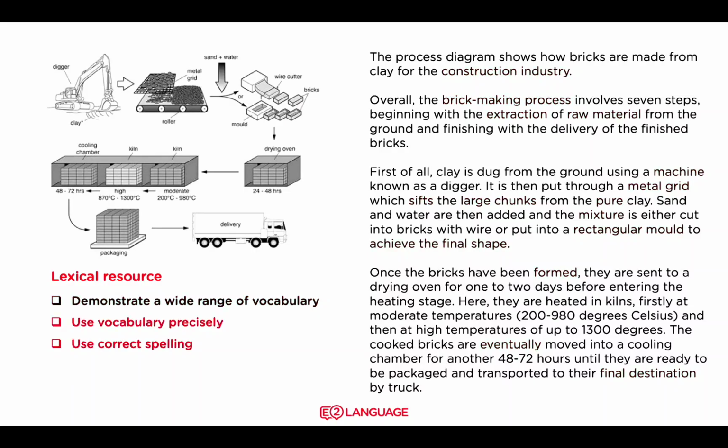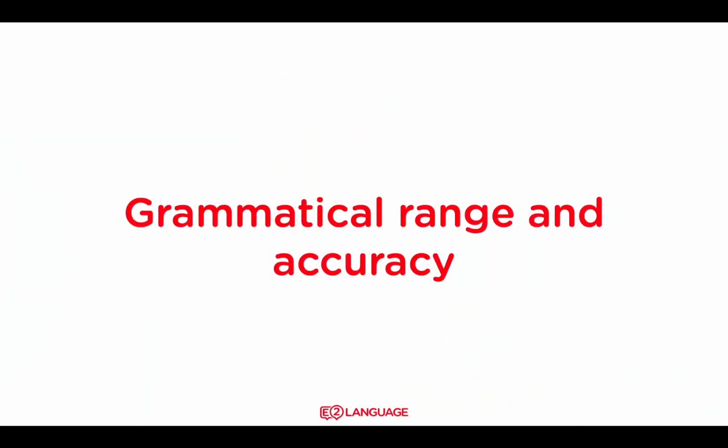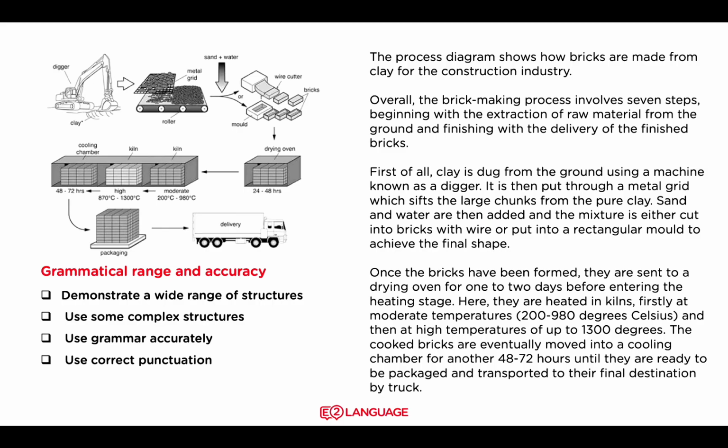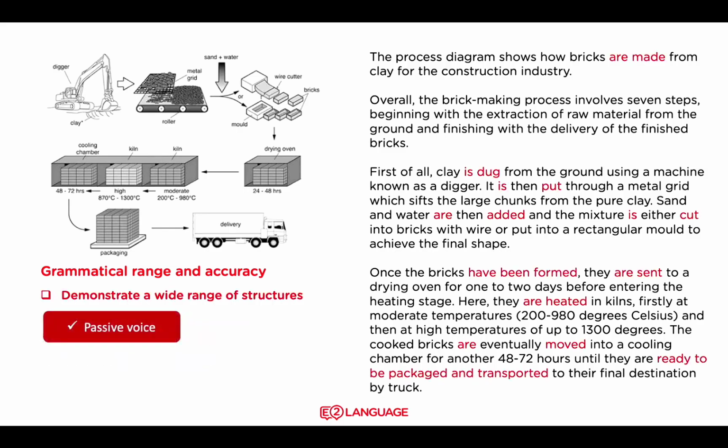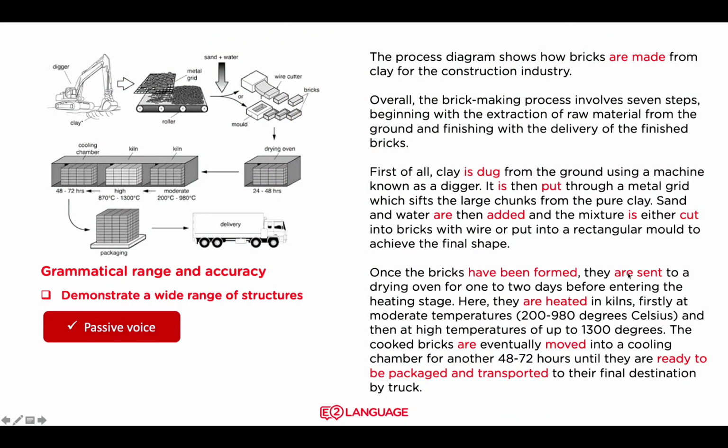Besides the range, we also need to be careful with precision and spelling. Make sure it's the right word form and that your spelling is correct. Grammatical range and accuracy. So to demonstrate a wide range of structures, as I mentioned, passive voice is going to feature heavily in your task 1 diagram. So here are some examples. Is dug, is put, are added, is cut, have been formed. And notice that I'm mainly using present tense or present perfect, like have been formed. Are sent, present tense, are heated, are moved, ready to be packaged and transported. A lot of passive voice.